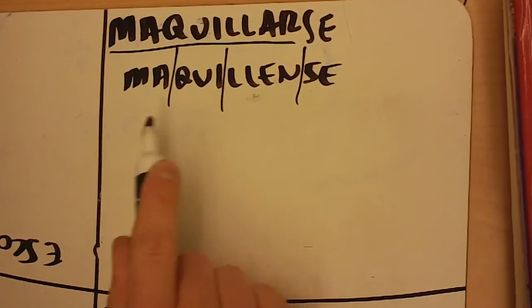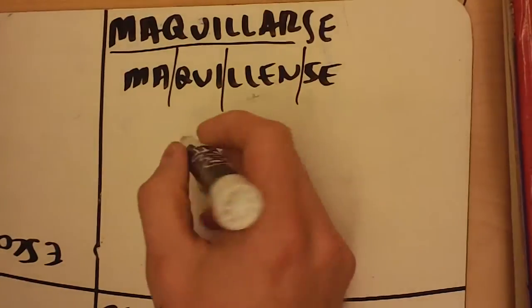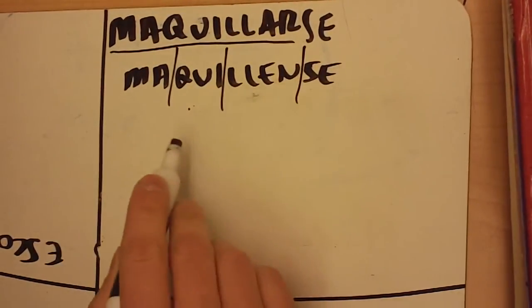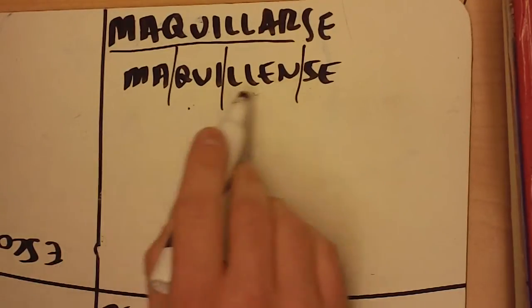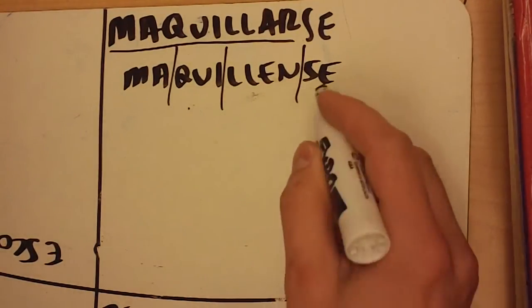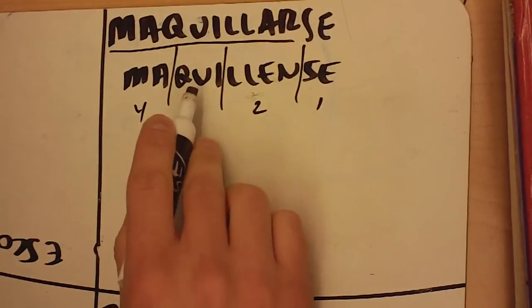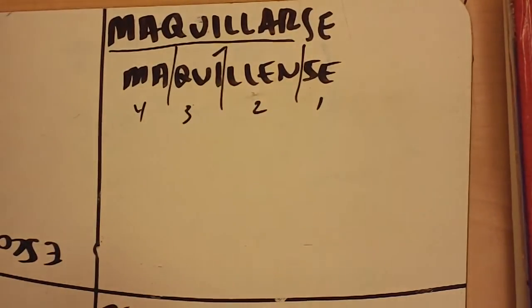We have maquillan, maquillan. When I say maquillan, you can hear that the stress is right here, over that I. It's on the third syllable back from the end of this word, maquillan-se. So since it's on the third syllable back or more, we're going to add a written accent mark right there.